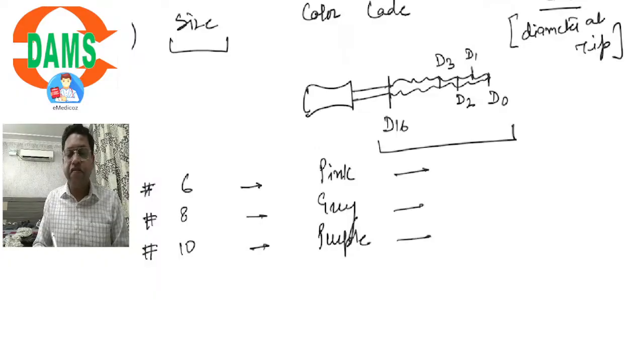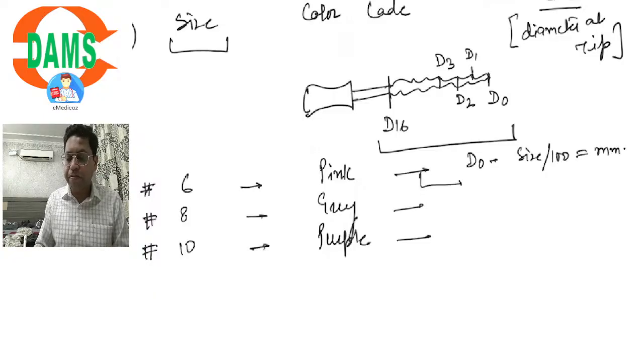Then what does the size of the instrument indicate? The size of the instrument basically indicates the diameter at tip of the instrument, that is called D0. How do we get D0 of the particular instrument? You divide the size by 100, you get the D0 in millimeters. So what would be the D0 for a pink, that is the number 6 instrument? 0.06 millimeters.